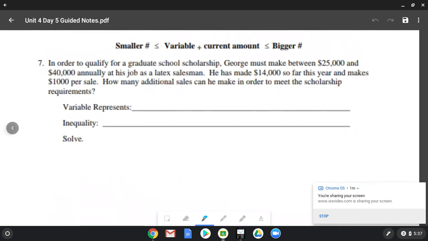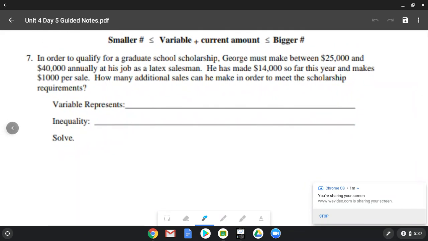Number 7. It says in order to qualify for a graduate school scholarship, George must make between, so once again we see that key word, 25,000 and 40,000. So we have 25,000 as my smaller number. We have 40,000 as my bigger number. They're both less than or equal to signs. He has made $14,000 so far and makes $1,000 per sale. How many additional sales can he make in order to meet the scholarship requirement?